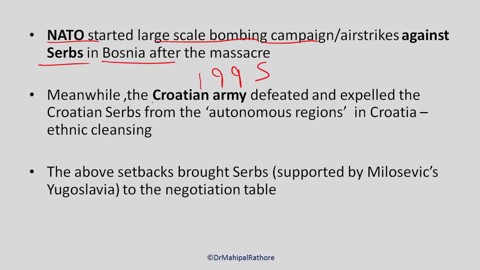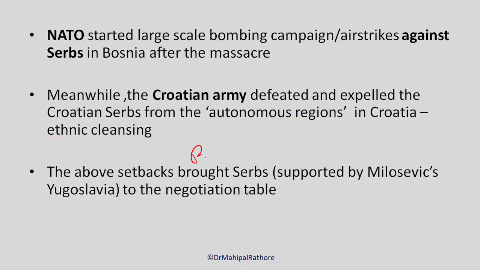So in 1995, the Croatian army also organized itself again. New weapons were bought, and since the past 4 years, they were not very successful against the Serbs that were holding the autonomous territories. But now the Croatian army defeated and expelled all the Croatian Serbs in these autonomous regions. Again, there was ethnic cleansing. So earlier the Serbs did the ethnic cleansing, now the Croatians did the ethnic cleansing. Okay, so all the sides were guilty of war crimes here. Even the NATO bombs led to a lot of civilian death. So in a war, no one is a hero, no one is a villain.